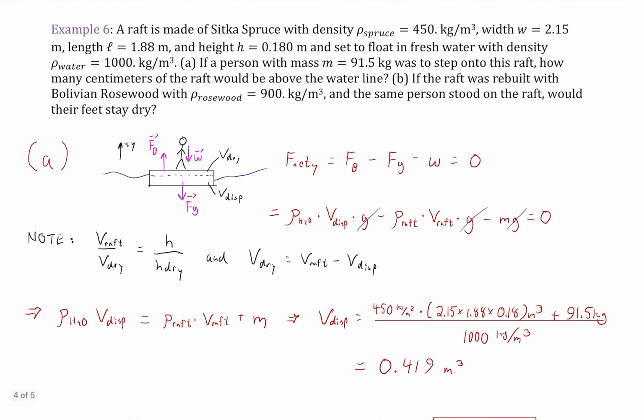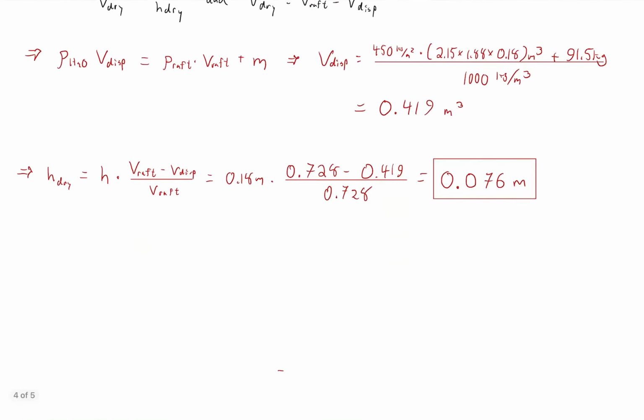For part B, all I'm going to do is rebuild the raft. It's going to be the same person, but I'm going to rebuild the raft with Brazilian rosewood. Now, rosewood is one of the densest woods out there. Again, I just looked up densities of woods. It's 900. It's twice as dense as Sitka spruce. Would it make a good raft? Well, let's see.